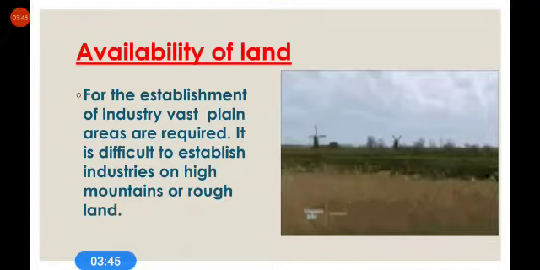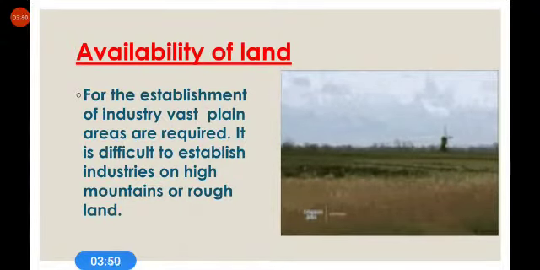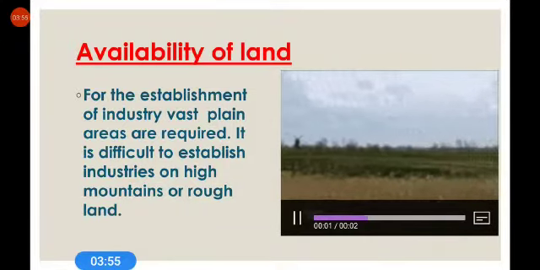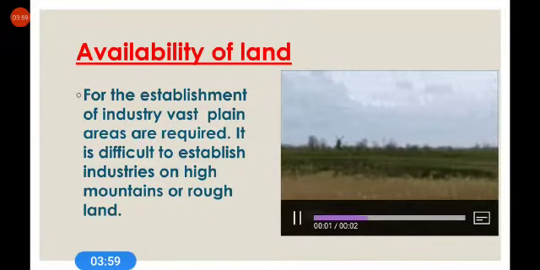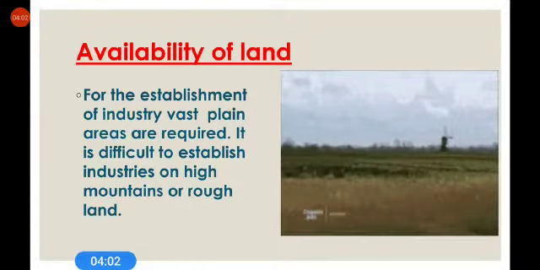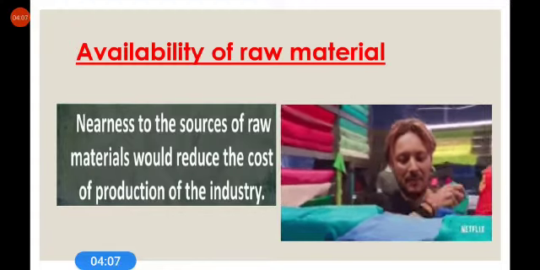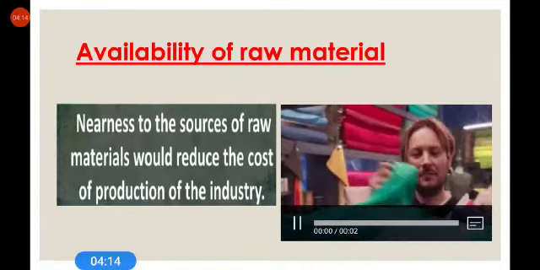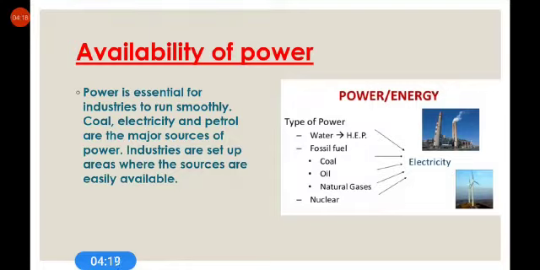The first factor is availability of land. For the establishment of industry, vast plain areas are required. It is difficult to establish industries on high mountains or rough land, as you see in the picture. We need land to set up industry. Now, the other factor is availability of raw material. Nearness to the sources of raw material would reduce the cost of production of the industry. Clear?